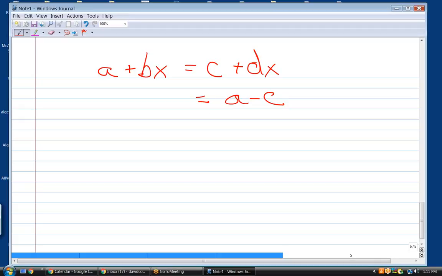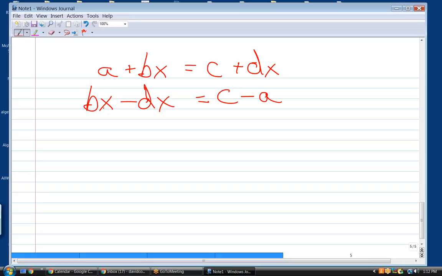I personally prefer to put my variables on the left side. That means c minus a. And what goes on the left side? bx minus dx. Good. Now, we're trying to isolate x. I can do it, but not immediately.